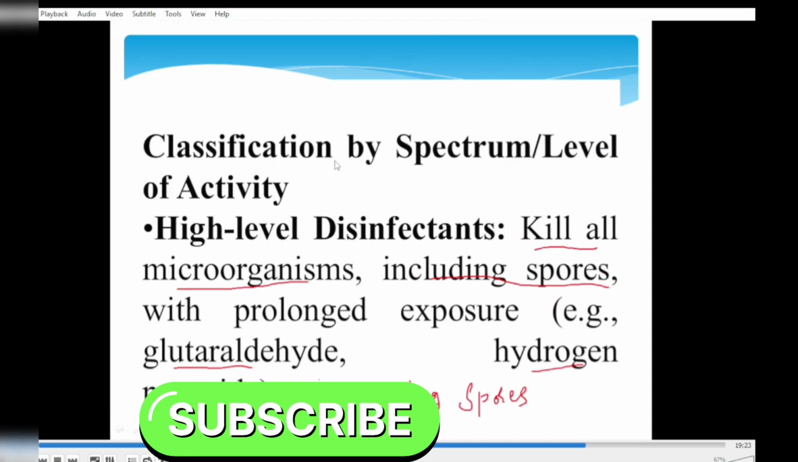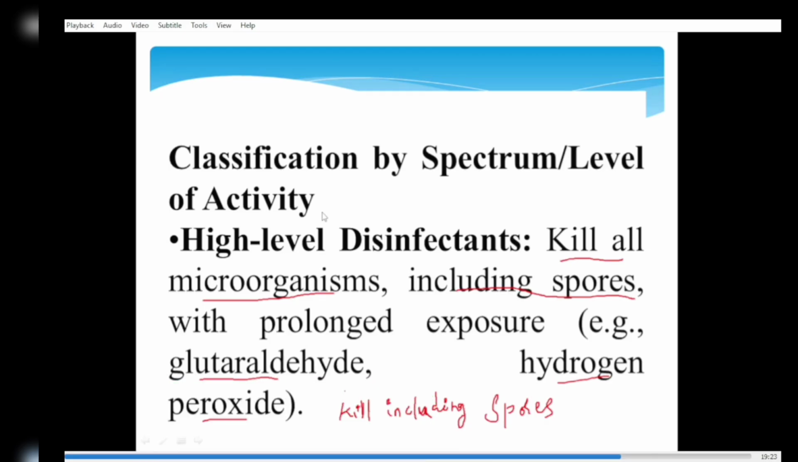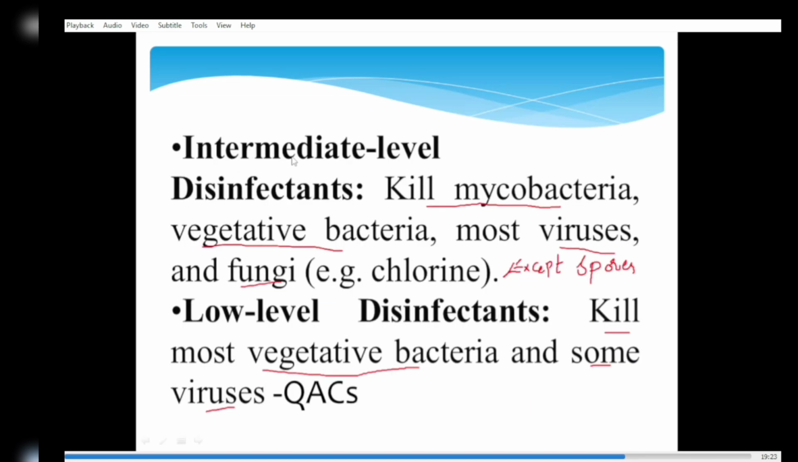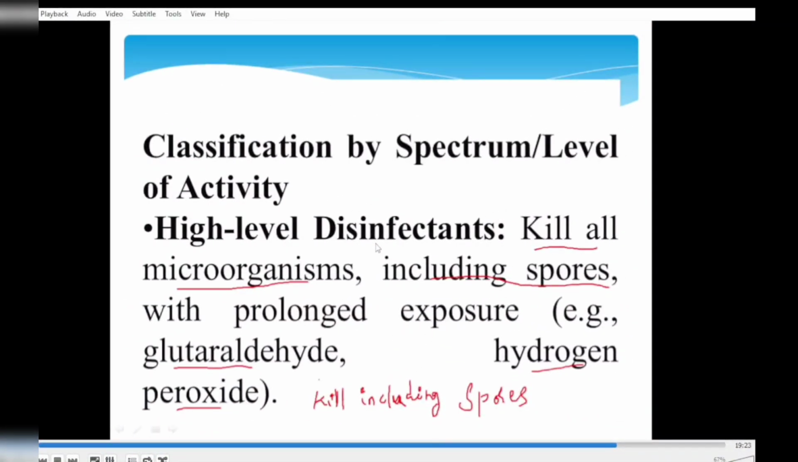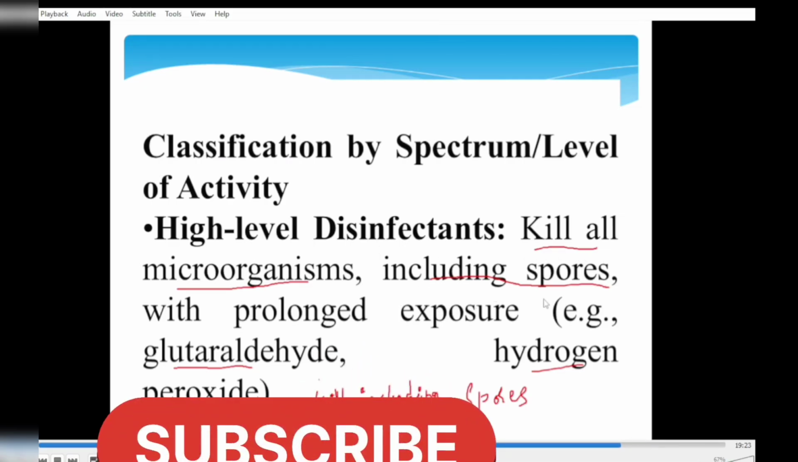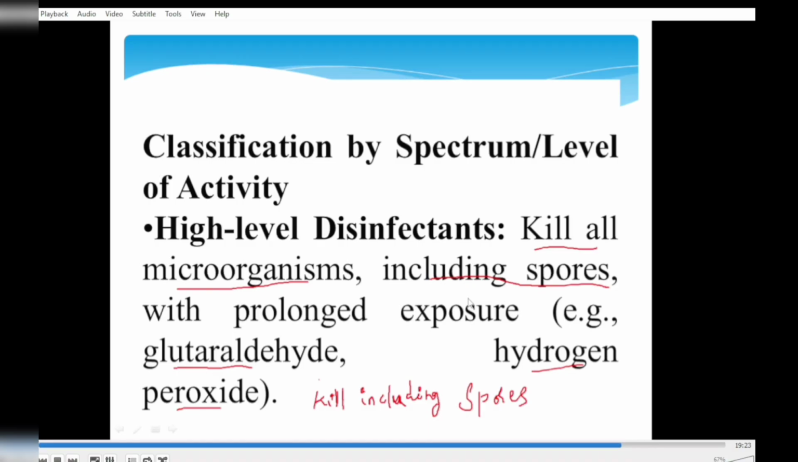Next we can see the classification of disinfectants based on the spectrum, or level of activity. Based on the spectrum or level of activity, disinfectants are divided into three types. Number one, high level disinfectants. Number two, intermediate level disinfectants. Number three, low level disinfectants. First we can see high level disinfectants. The name itself indicates that high level disinfectants can kill all microorganisms including spores. All microorganisms like bacteria, viruses, fungi and spores can be killed by high level disinfectants.